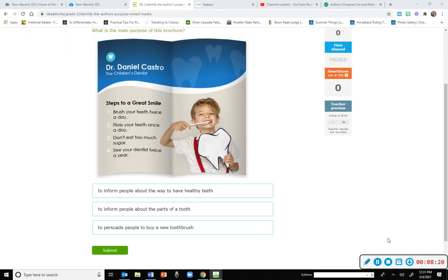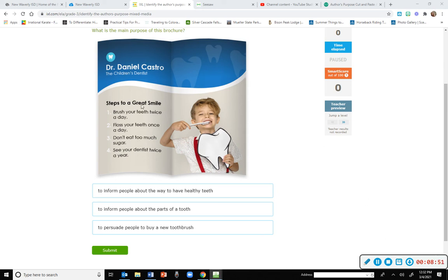Okay, so we're actually looking on IXL. What you can do is first look at the title. Sometimes the title alone can tell you what the author's purpose is for writing it. Okay? Now, let's look at this first one. What do you think the main purpose was that the author wrote this brochure? Was it to inform people about the way to have healthy teeth? To inform people about the parts of a tooth? Or to persuade people to buy a new toothbrush?